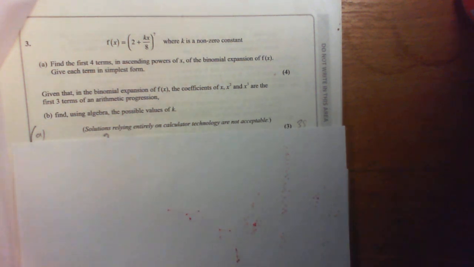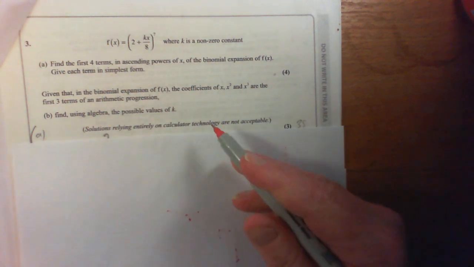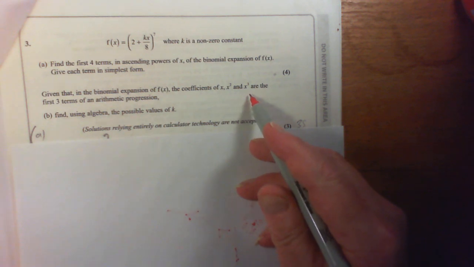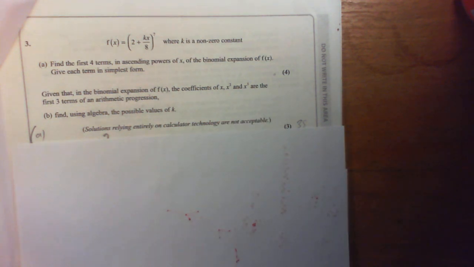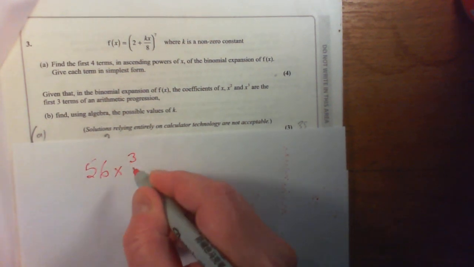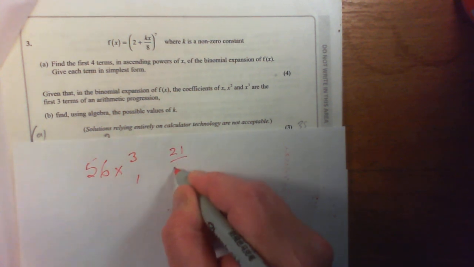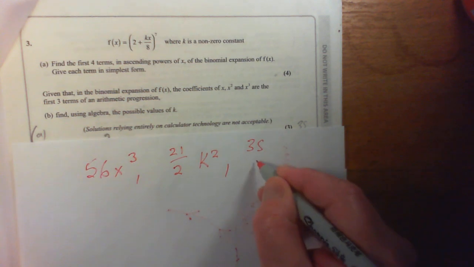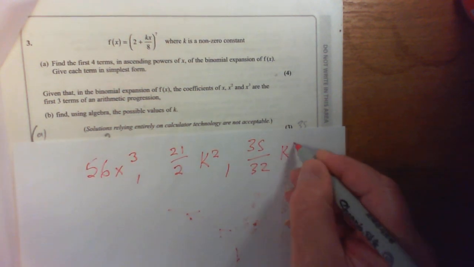It then goes on to ask in the second part, given that in the binomial expansion the coefficients of x² and x³ are the first three terms of an arithmetic progression, find using algebra the possible values of k. So I can tell you that the relevant quantities here are 56, 21/2 k² and 35/32 k³.